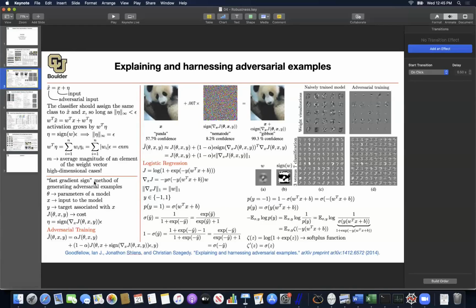And now that you have a fast method of creating adversarial examples, you can add those examples to your training set, or you can modify your objective function this way. That's equivalent. So the first one was an attack. The second one is trying to mitigate the attack.